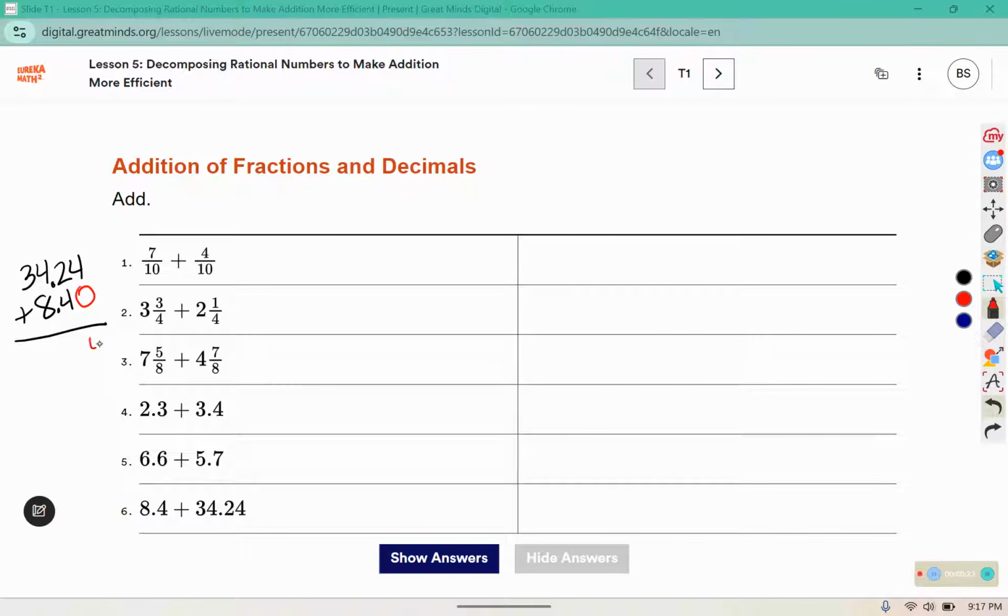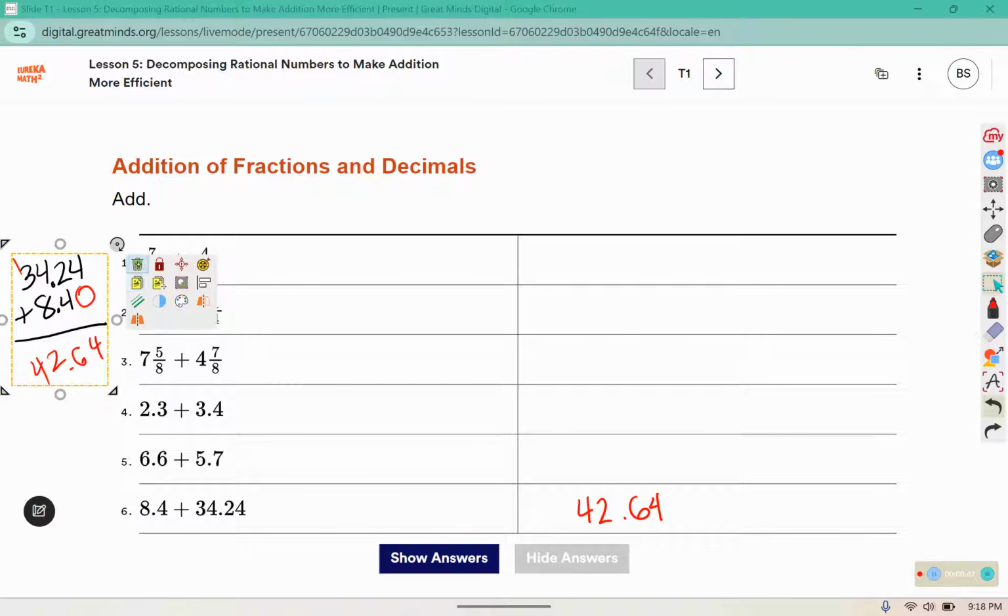4 plus 0 is 4. 2 plus 4 is 6. 4 plus 8 is 12. 1 plus 3 is 4. So this should say 4264.